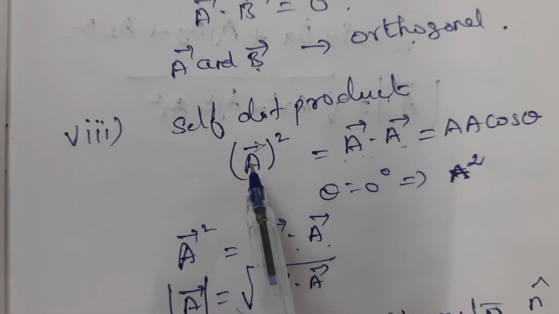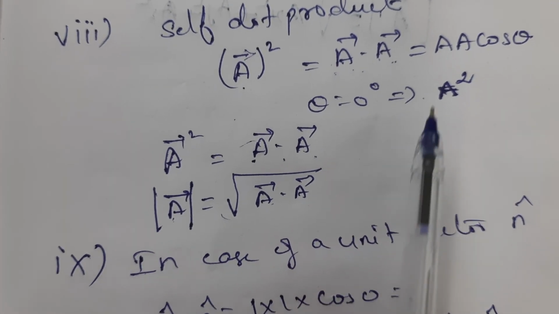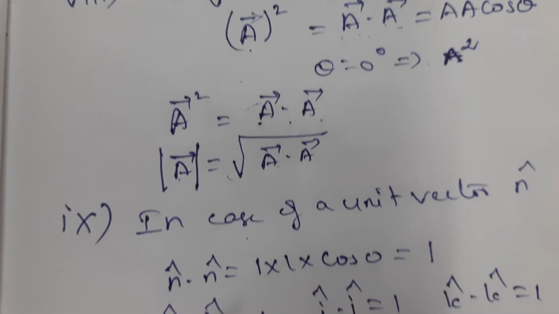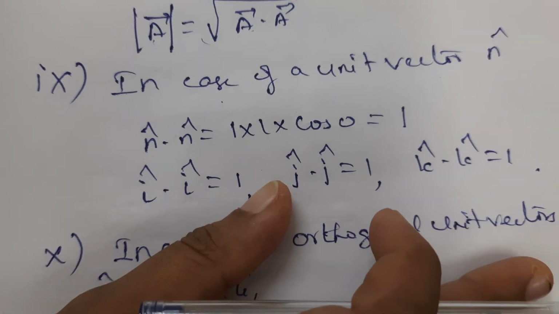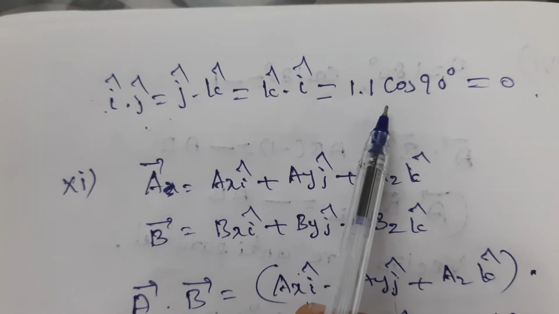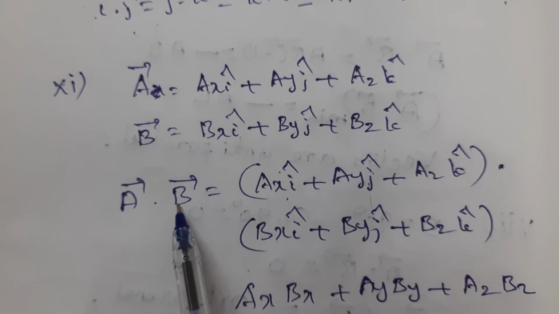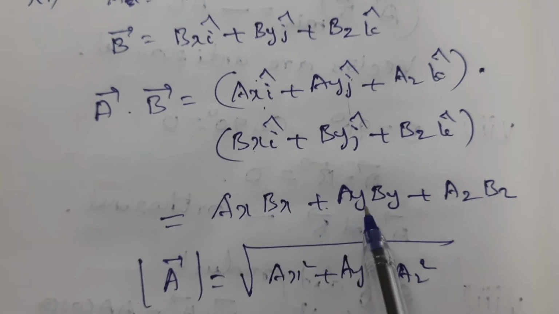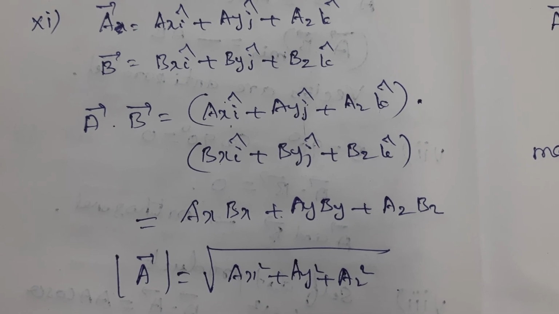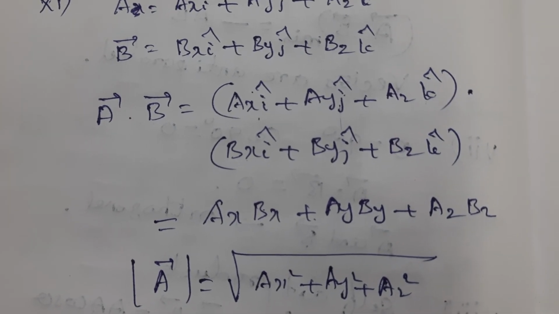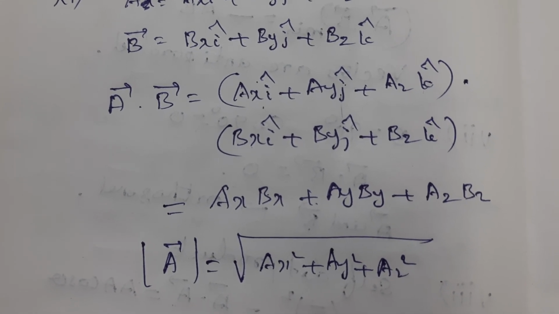Then self dot product: A dot A cos 0 is equal to A square. In case of unit vectors, i dot i, j dot j, k dot k equal to 1. In case of orthogonal unit vectors, i dot j, j dot k, k dot i are equal to 0. In terms of components, the scalar product A dot B is written as ax bx plus ay by plus az bz. Students, you have to learn the question: discuss the properties of scalar product. Very important question.